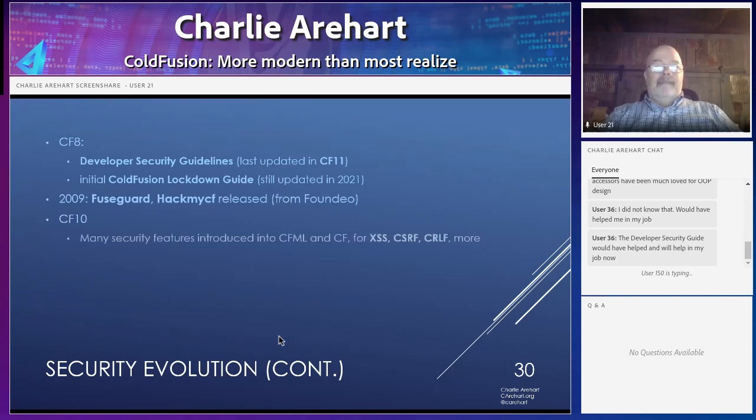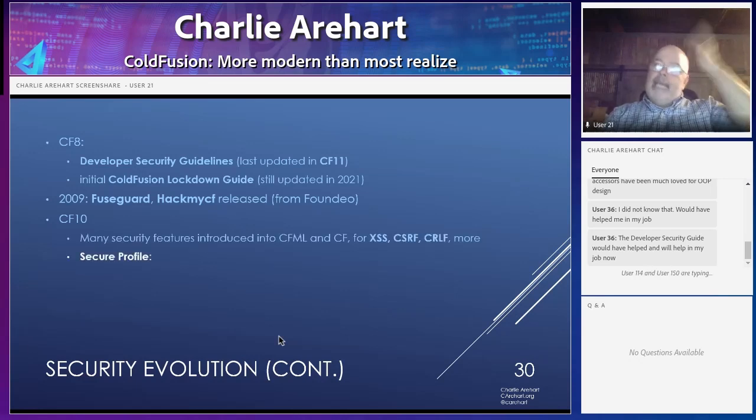All right, moving on. CF10 era. If you didn't know this, there was a lot of stuff added. Okay, cool. Terry's saying the developer security guide would have helped. CF10 added a lot of improvements to security. Again, CF10 was from 2012. So in 2012, there were a lot of security improvements in CF and CFML for things like cross-site scripting and cross-site request forgery and carriage return line feed hacks. So again, look at the resources that came out at that time frame or that have continued to be discussing these things since then. Lots of security improvements.